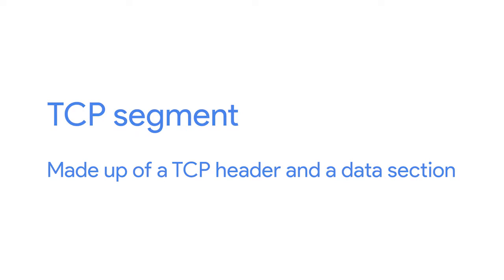Just like how an Ethernet frame encapsulates an IP datagram, an IP datagram encapsulates a TCP segment. Remember that an Ethernet frame has a payload section, which is really just the entire contents of an IP datagram. Remember also that an IP datagram has a payload section, and this is made up of what's known as a TCP segment. A TCP segment is made up of a TCP header and a data section.